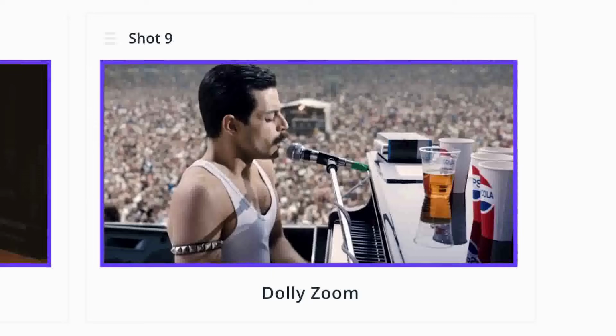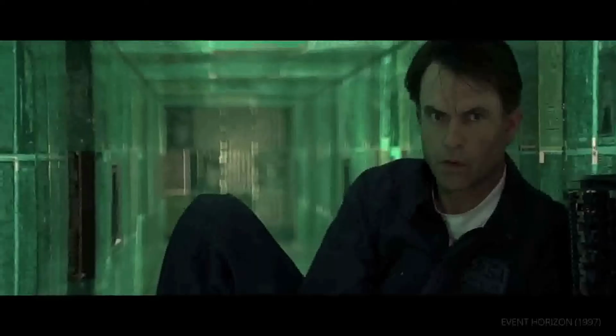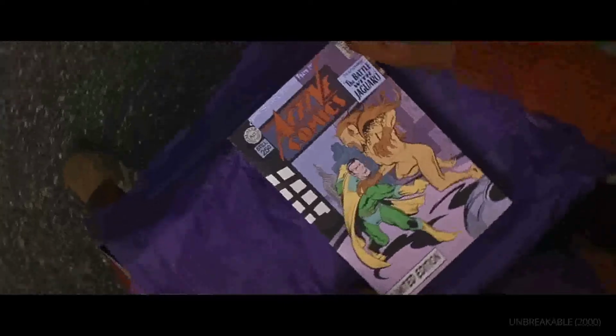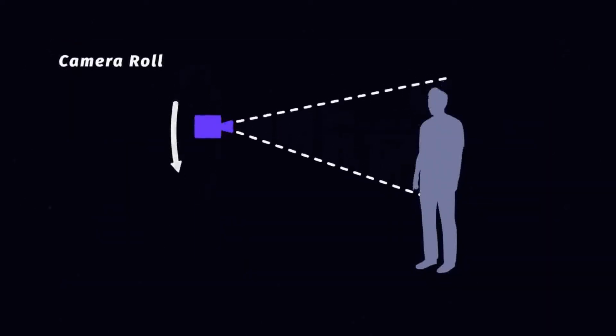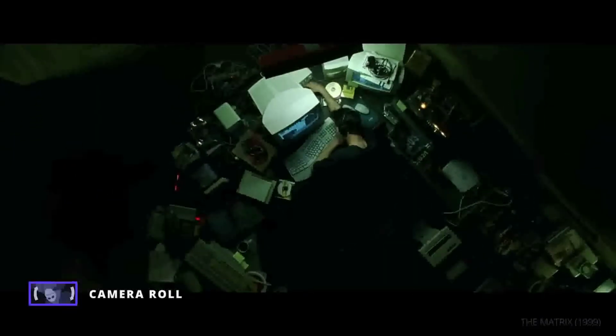A dolly zoom can be a versatile choice in any shot list to convey either positive or negative psychological effects. Our next camera movement is a rotation known as the camera roll. A roll turns the camera on its long axis while maintaining the direction of the lens. A camera roll is disorienting, unsettling our equilibrium.